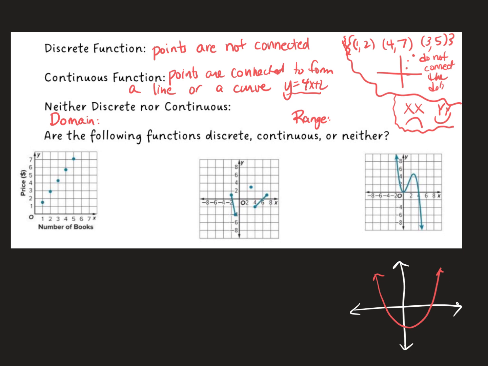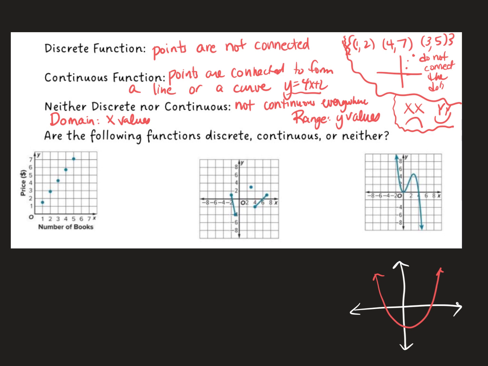And then neither discrete or continuous is when some points are connected by a line or curve that's not continuous everywhere. So I'm going to say not continuous everywhere. And then domain and range was in that last section. So I want to talk about domain and range for each of these types. Remember, domain is your x values, range is your y values, and I'll mention the domain and range underneath these problems. So first we're going to decide if the following functions are discrete, continuous, or neither.